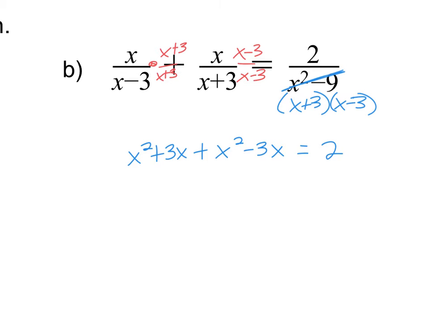Okay, so we've got some x squareds. Let's clean it up. Looks like these cancel, and I have 2x squared equals 2.